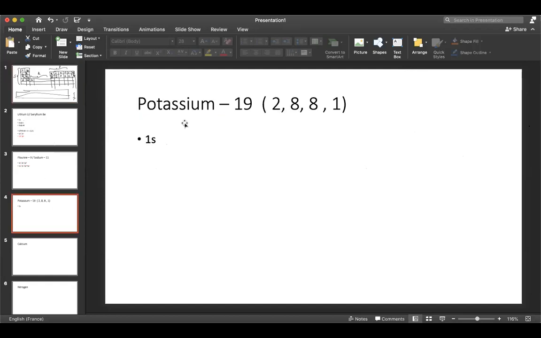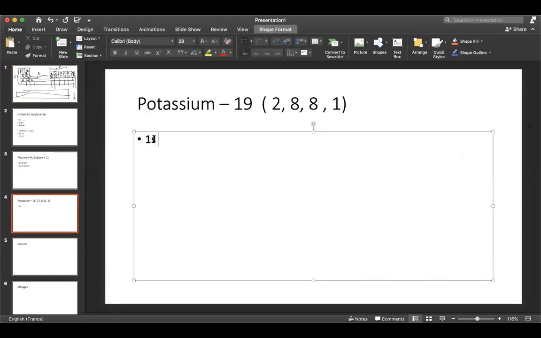So 2s, 2p, 3s, 3p. No, you guys are not following. There are 1, 2, 3, 4 energy levels, and this is just 1, 2, 3.